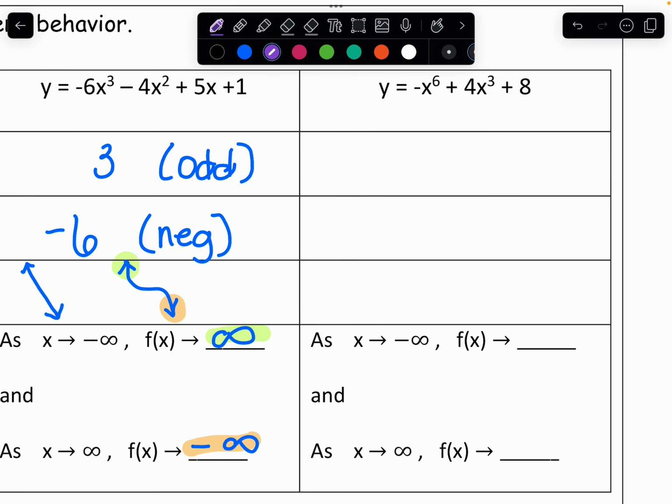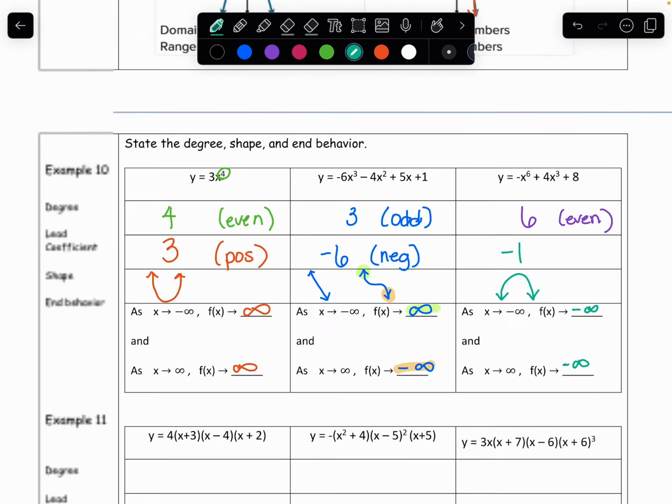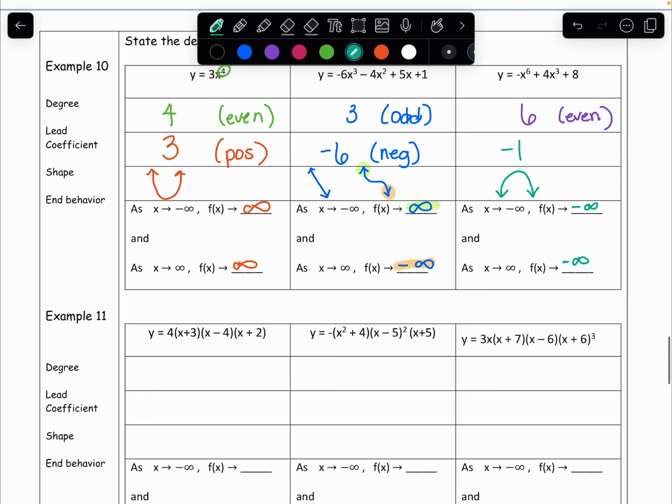Our next problem that we're going to do together, our degree is 6, so that's even. You don't have to write even, I just do it to bring attention to it. The lead coefficient is -1, so that's a sad face, because it's even. And so we're going to be going towards negative infinity for our y values on both sides. Okay, hopefully you kind of get it.